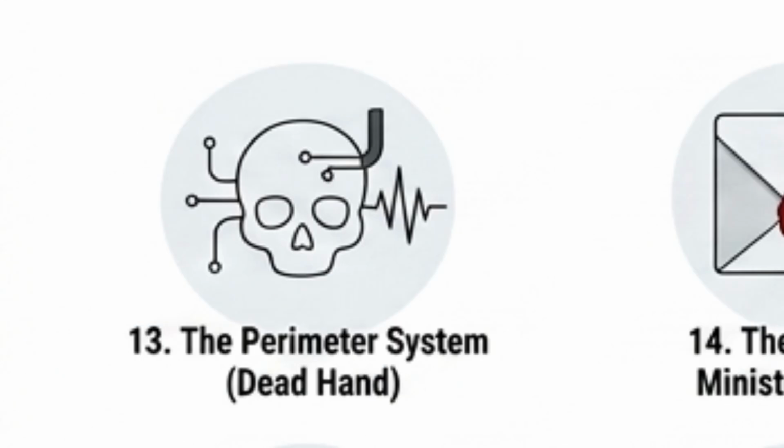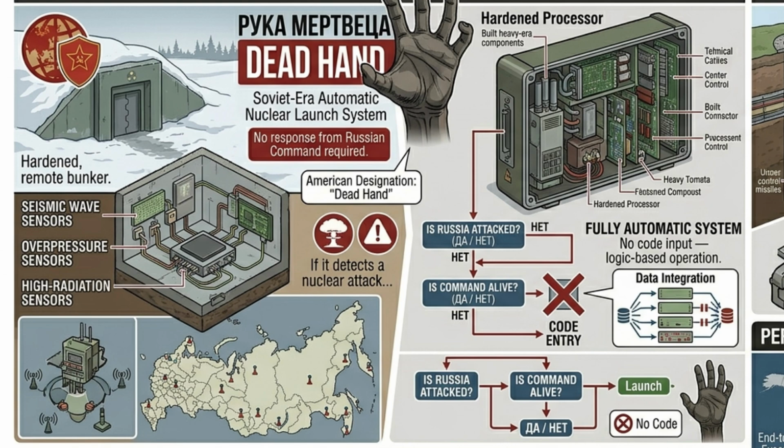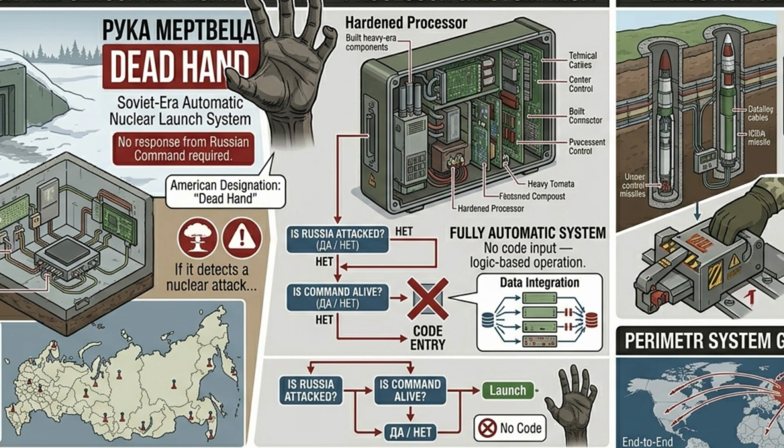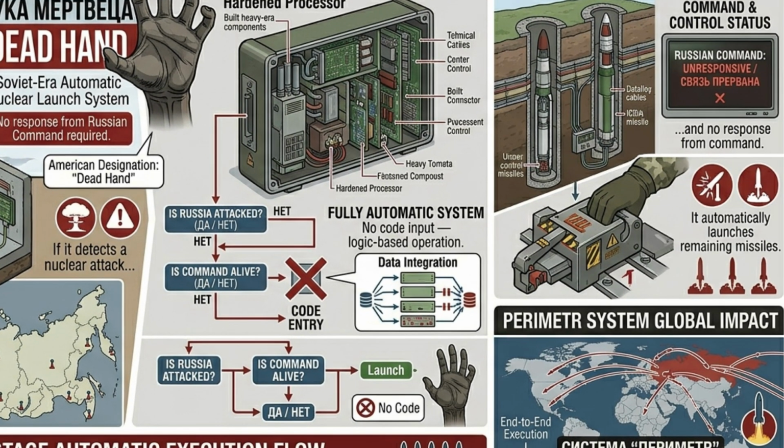13. The perimeter system, dead hand. A Soviet-era automatic nuclear launch system. If it detects a nuclear attack and no response from Russian command, it automatically launches remaining missiles. Americans call it the dead hand. It has no code. It is fully automatic.